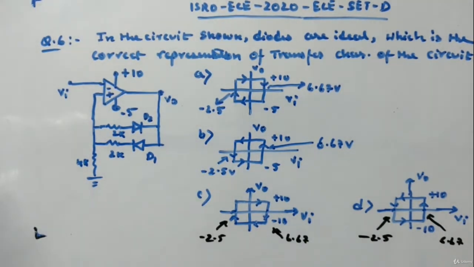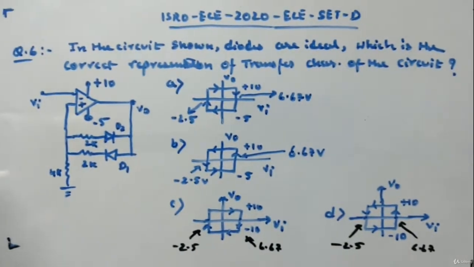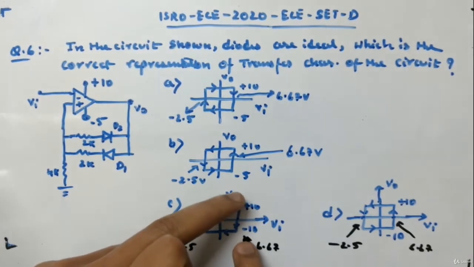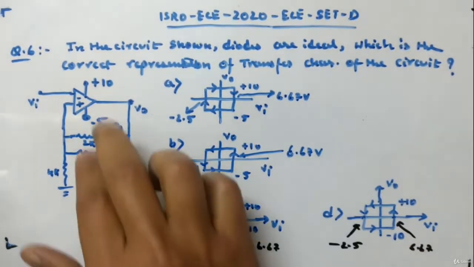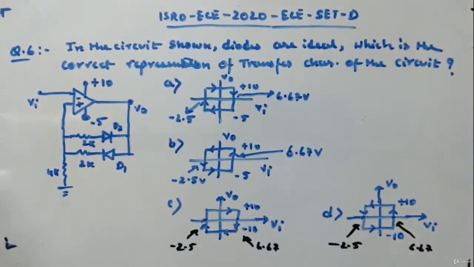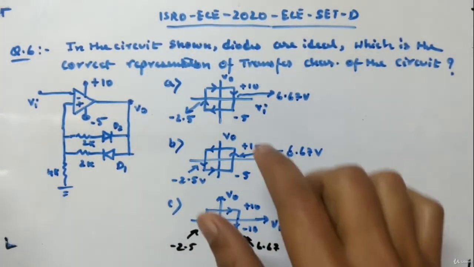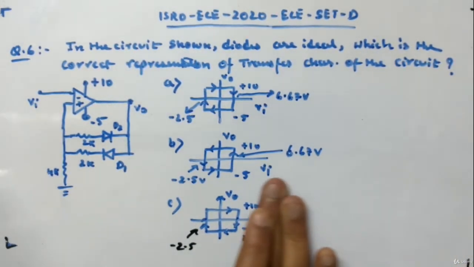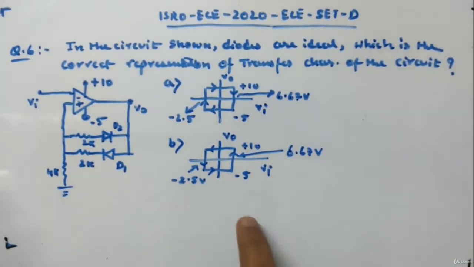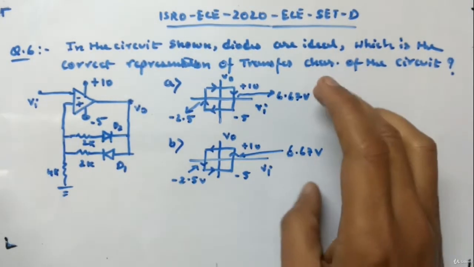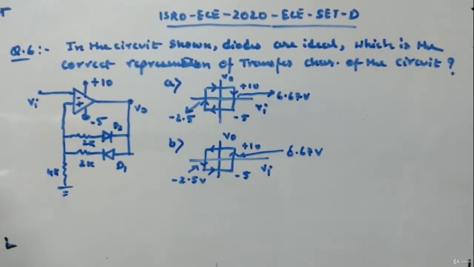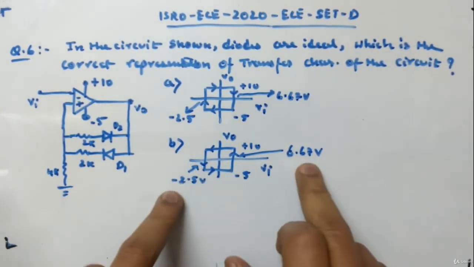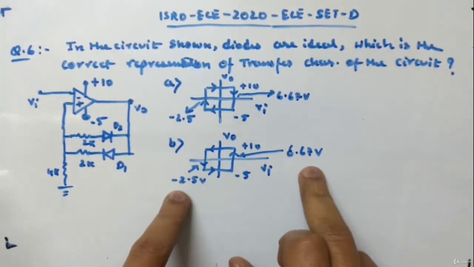Now for the solution, directly you will exclude these 2 options, because it is going from minus 10 to plus 10, and our supply is from minus 5 to plus 10. So at max it will not go to minus 10 at V0. So clearly you can remove these 2. Out of these 2 we have to select which one is the answer. So I don't have to check the crossing points, because they both have the same values.